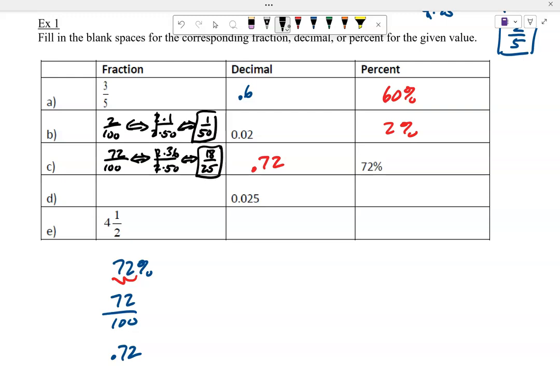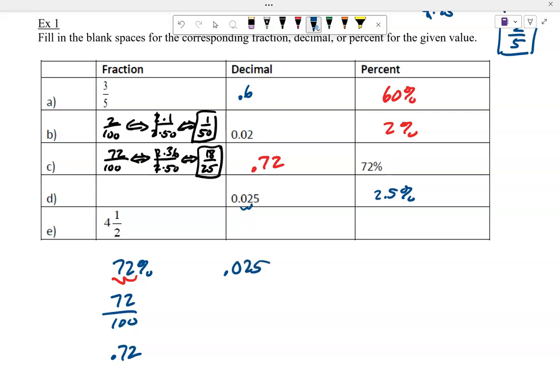All right, 36 is 2 times 18, 50 is 2 times 25. 2.5, what would that be? Well, let me move it over twice. That would be 2.5%, right? 2.5%. And what is 0.025 as a fraction?